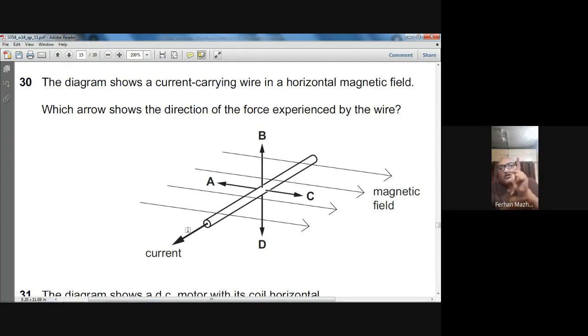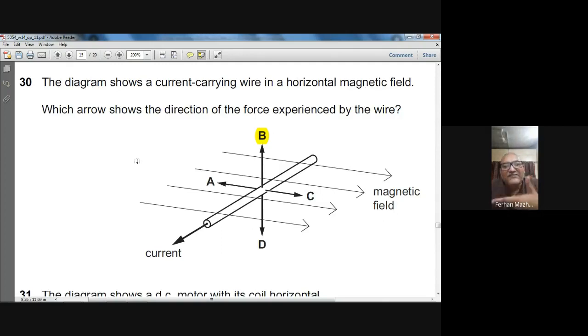Left hand rule. So what I will do, I will stretch the magnetic field towards the right side. The current is coming towards me. You can see my thumb is pointing upward. So by using the left hand rule, I can tell you that the direction of the force will be B. Question number 30, the direction of the force will be B.